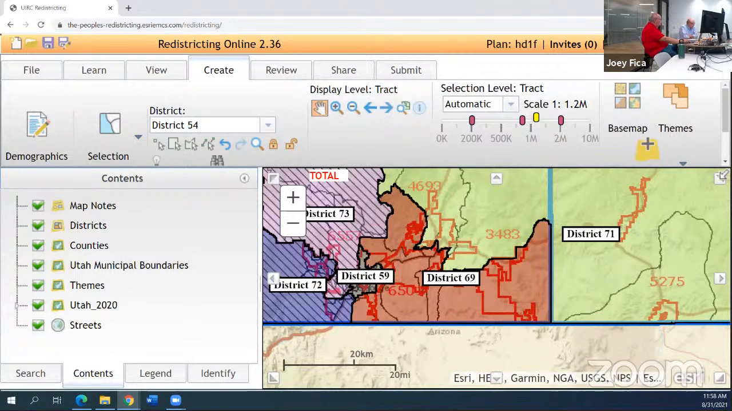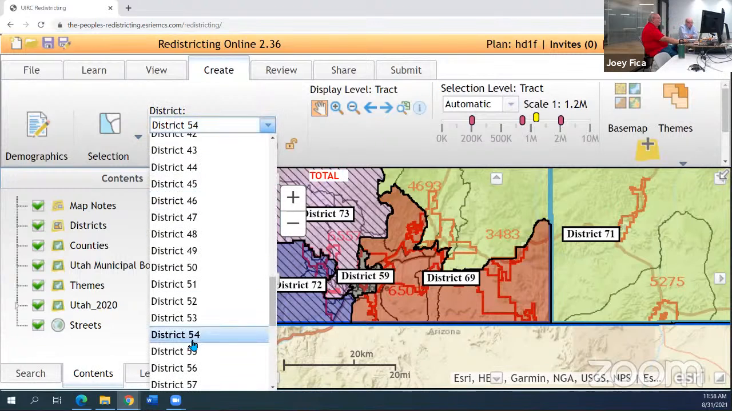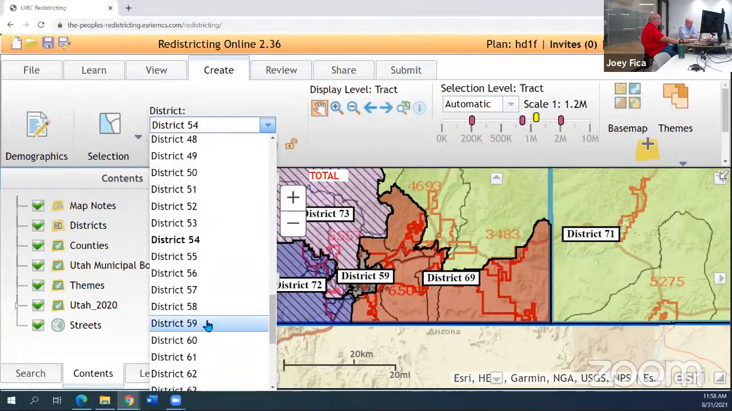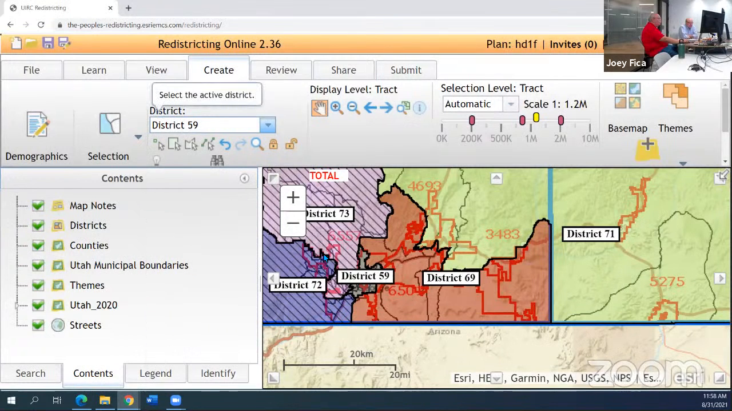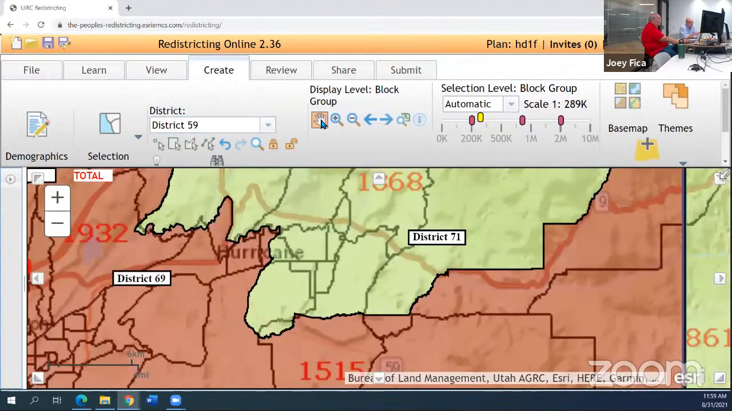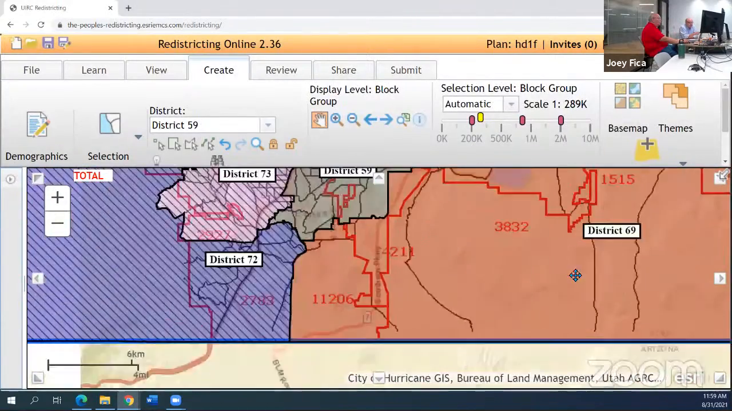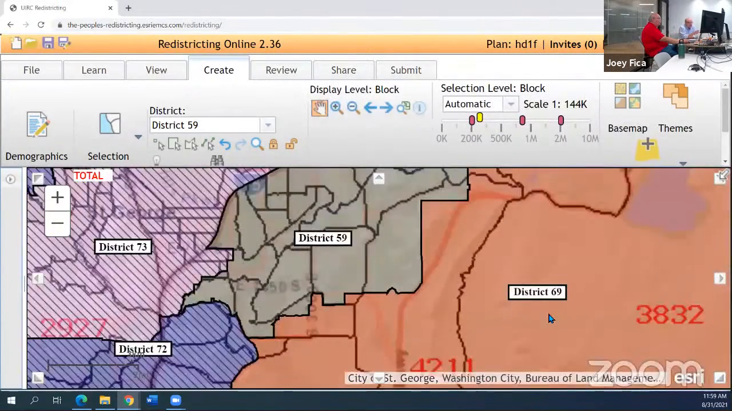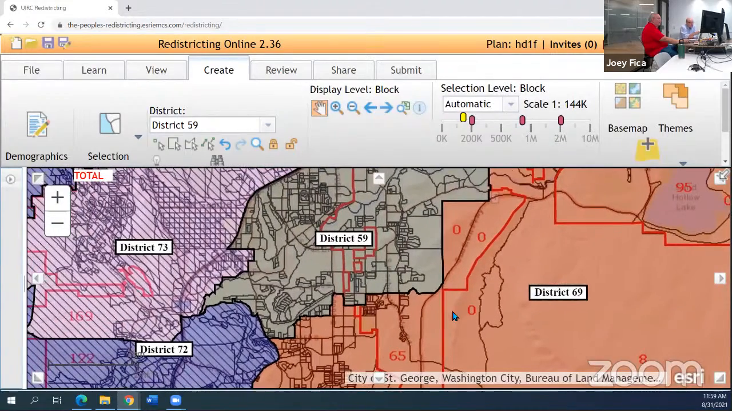District 72, I can't see it on your map. 72 is 13 over. 73 is 2 over. And 69 is 16 over. So take some of those. Pull up 59, see what around it looks like. There's 59. This right here.